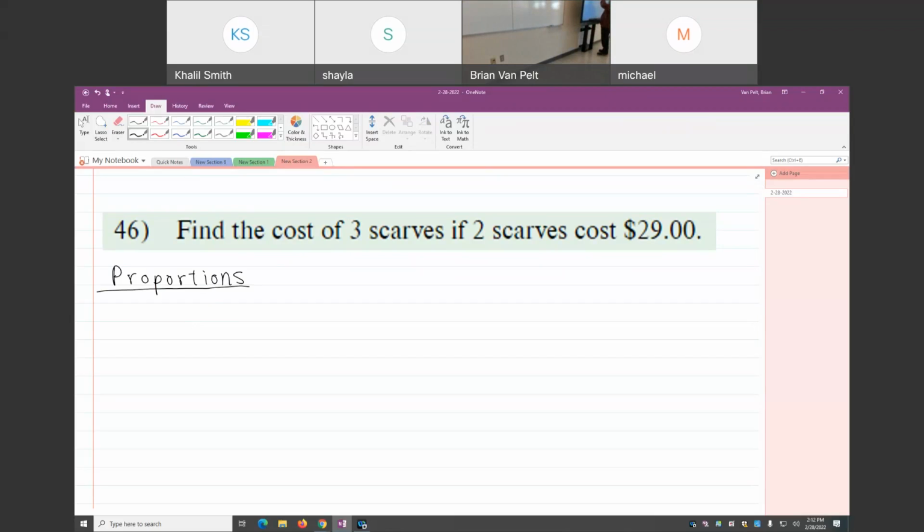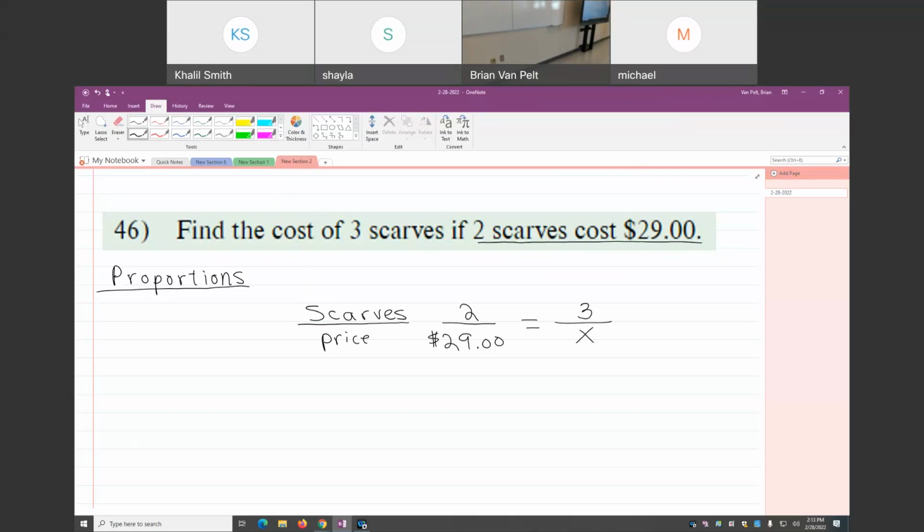We have: the cost of 2 scarves is $29. So what you can do is set up an equation like this. If you look at this, I know that 2 scarves is $29. They want to know what the cost of 3 scarves is. So they want to know what would go in that spot down here.